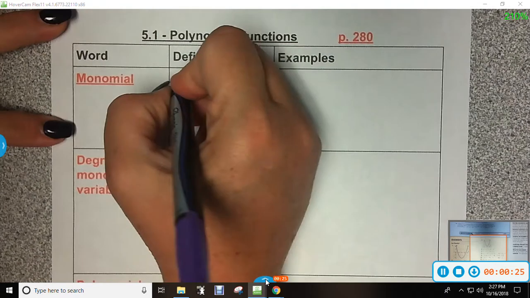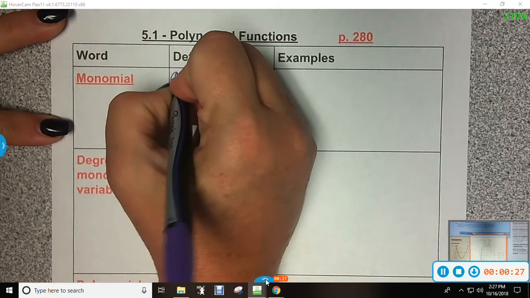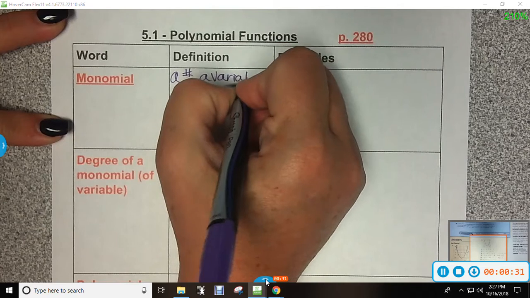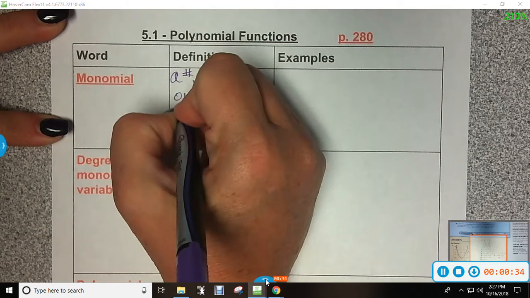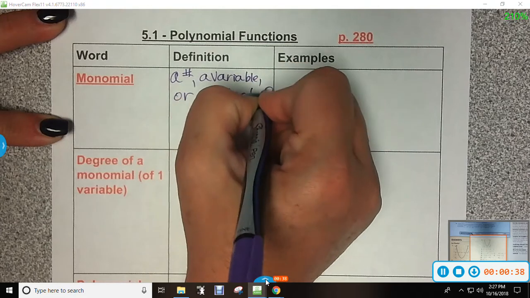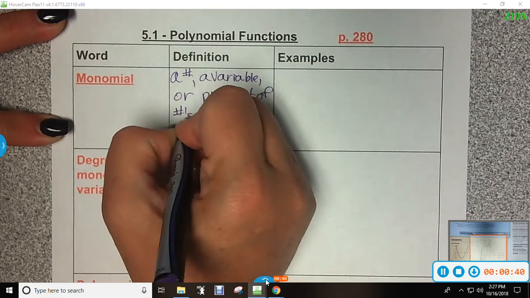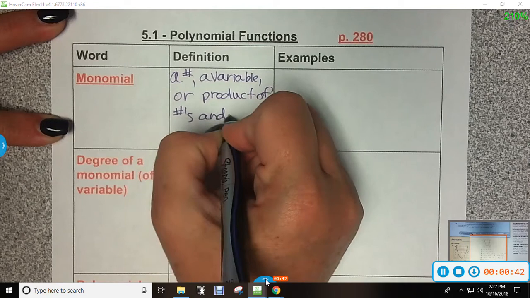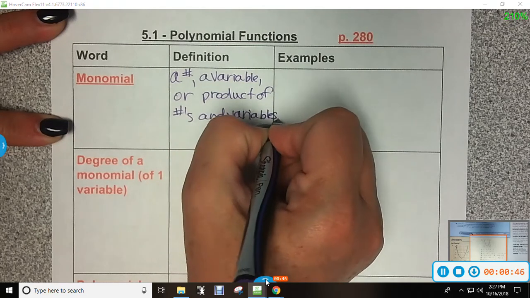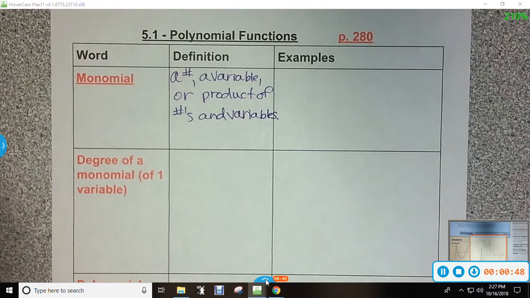A monomial is simply a number, a variable, or the product of numbers and variables. Okay, and then I need to give you some examples of those.